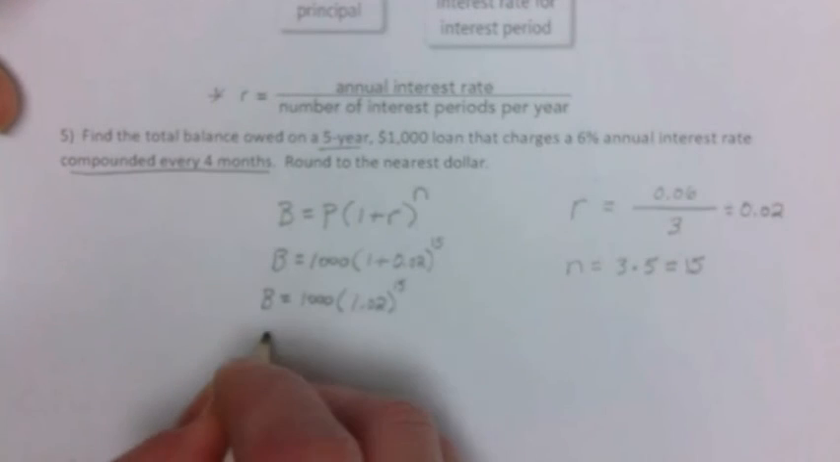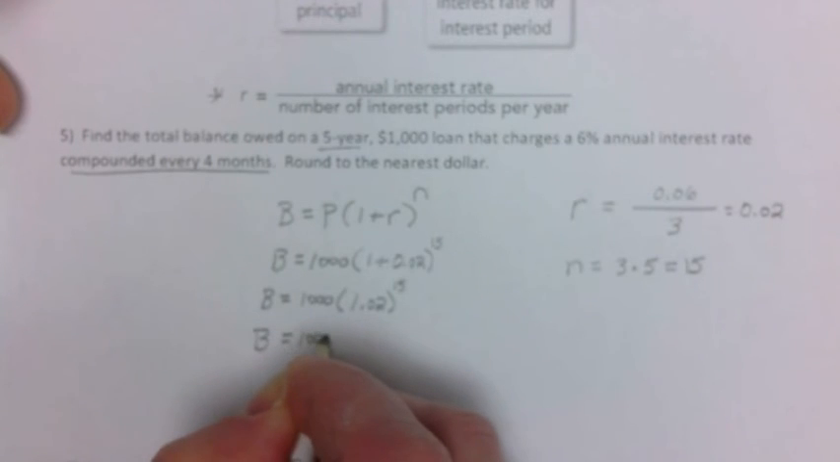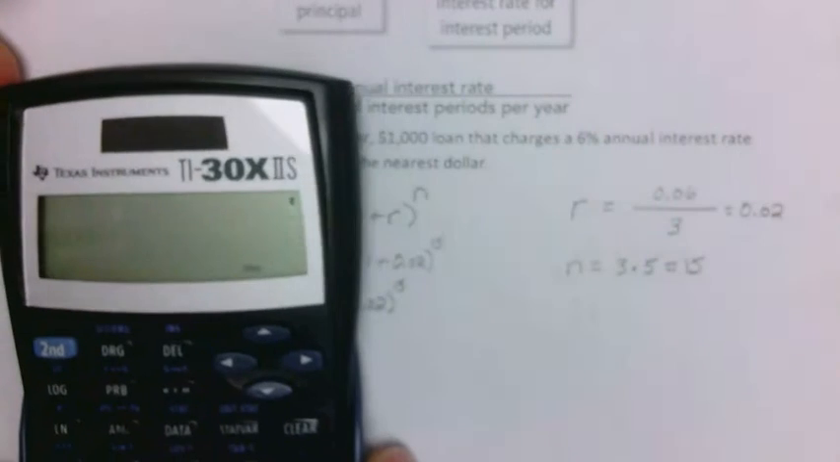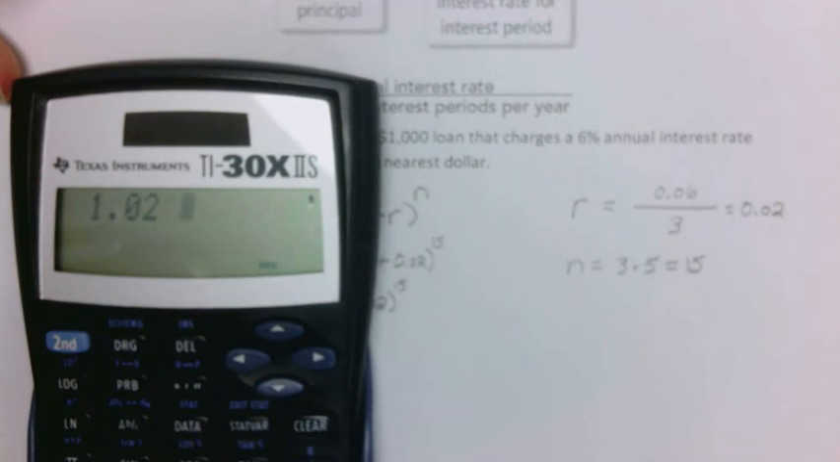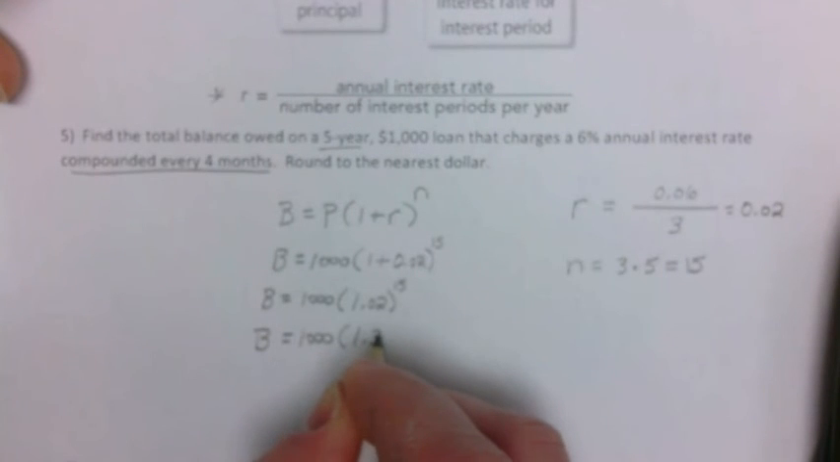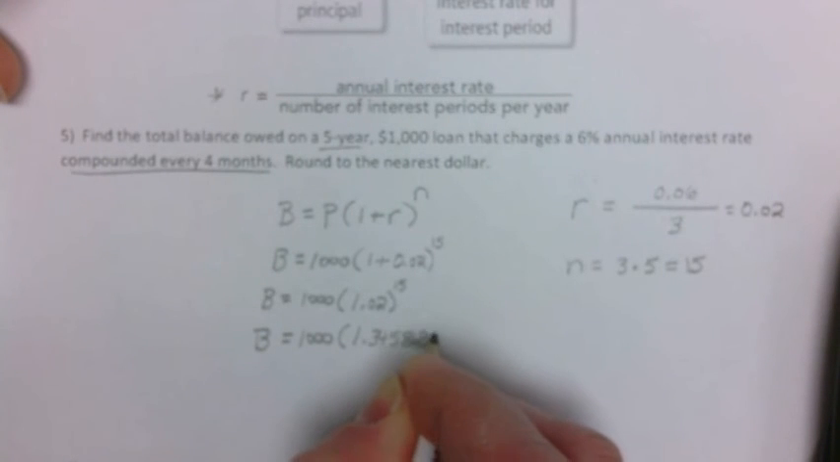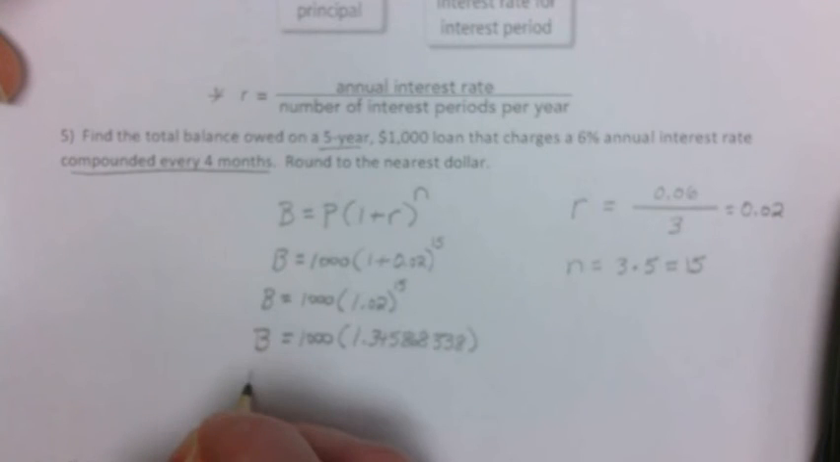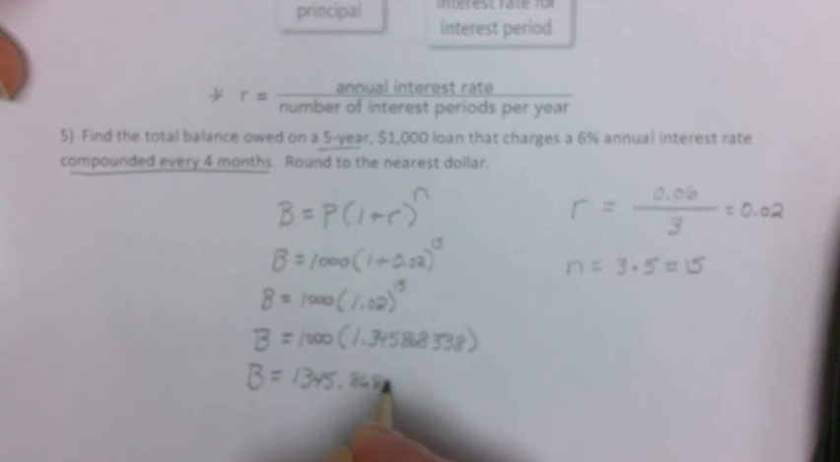All right, now we'll do the exponent. B equals 1,000 times 1 2/100ths raised to the 15th. And again, we're going to write out that entire decimal, so we're going to have 1.345868338. And now we'll multiply that number by 1,000. So again, just move that decimal right 3 times: 1,345.868338. And now we'll round this number to the nearest dollar.